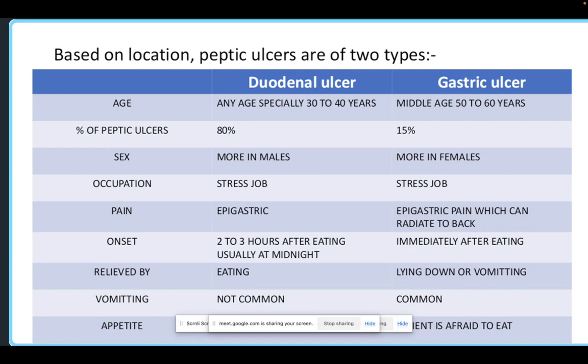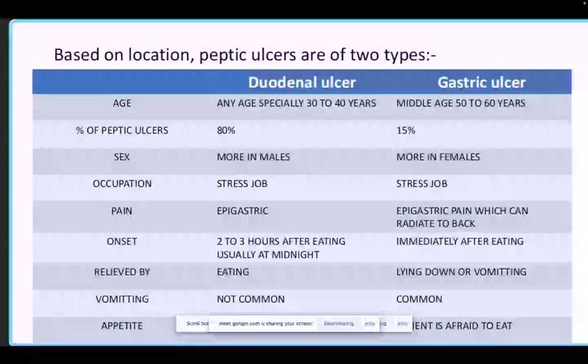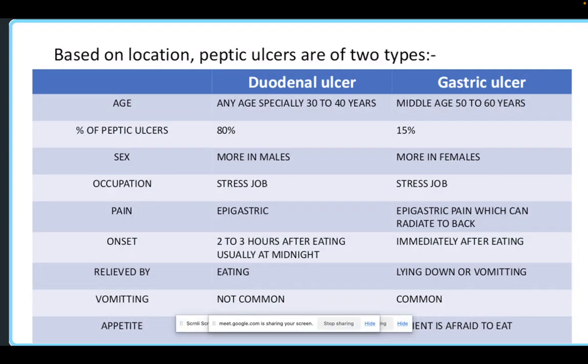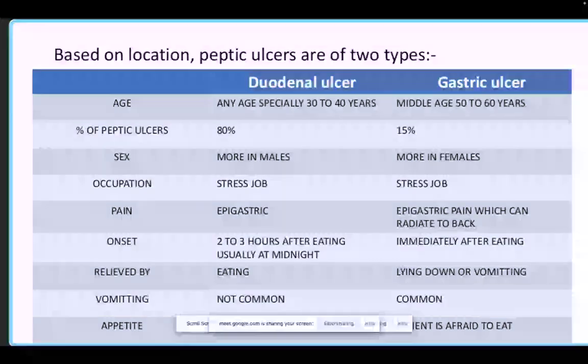Gastric ulcer pain starts immediately after eating. Duodenal ulcer pain is relieved by eating, and gastric ulcer pain starts after eating. So, duodenal ulcer is also called Hunger's ulcer. In duodenal ulcer, vomiting is not common, but in gastric ulcer, the pain is relieved by vomiting.